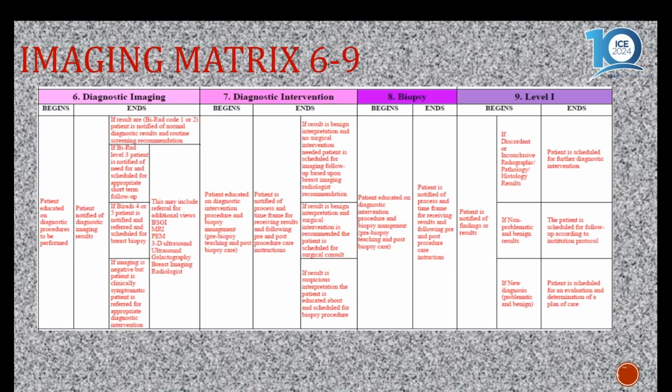Diagnostic imaging, of course, can include mammography, breast ultrasound, diagnostic intervention. This could include ultrasound guided biopsy, stereotactic biopsy. We've got biopsy here, MRI guided biopsy. Level 1, this is notification of the biopsy results.